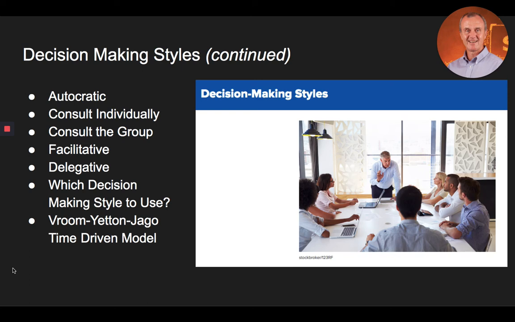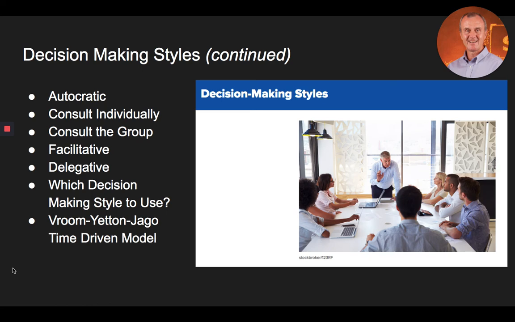Finally, let's talk about the Vroom-Yetton-Yago time-driven model of decision-making. With knowledge that there are 5 different decision-making styles, the natural question is which style should a manager use in a given situation? The Vroom-Yetton-Yago time-driven model of decision-making styles suggests there are 7 features that should be taken into account when choosing a decision-making style for a problem.